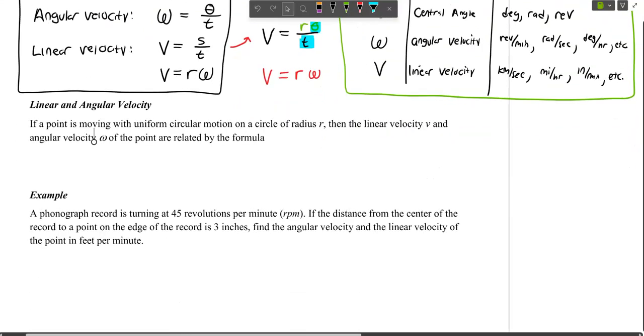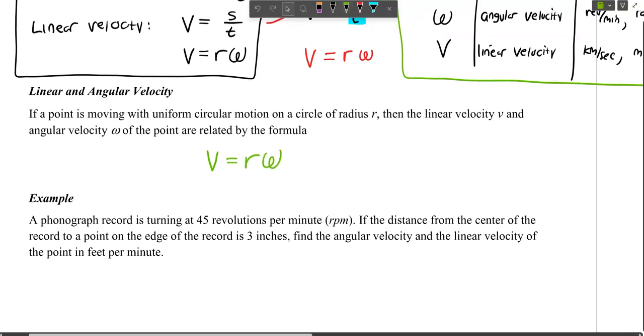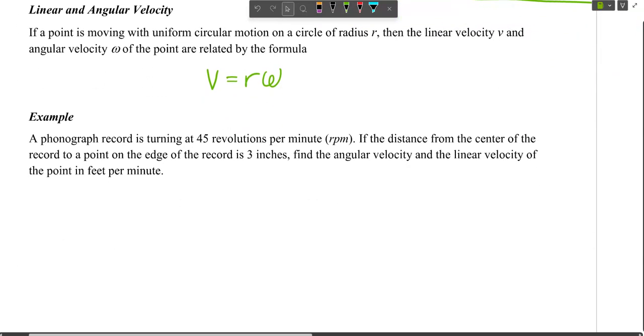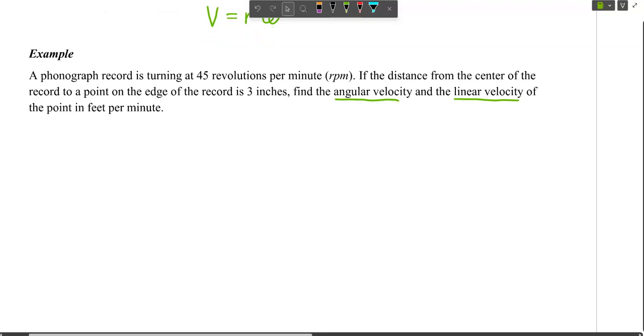So the first one says, if a point is moving with uniform circular motion on a circle of radius r, then the linear velocity, we're just going to summarize what we mentioned here. This is just telling us the relationship between linear and angular velocity. But the first example that I am going to have you pause and try is this here. A phonograph, which is a circular recorder, is turning at 45 revolutions per minute. If the distance from the center of the record to a point on the edge is 3 inches, find the angular velocity and also the linear velocity. So try this example on your own, press pause, try it out, and then we'll come back and talk about it right away.